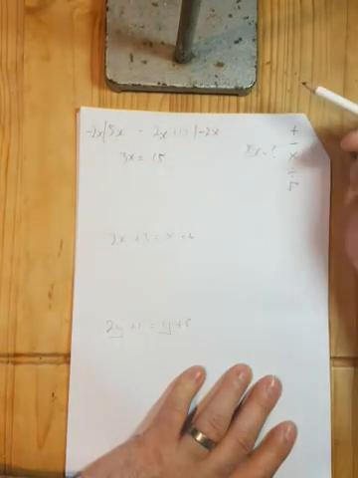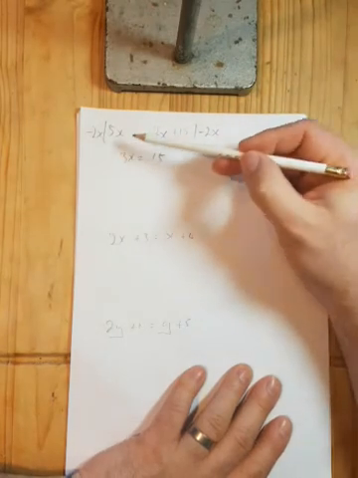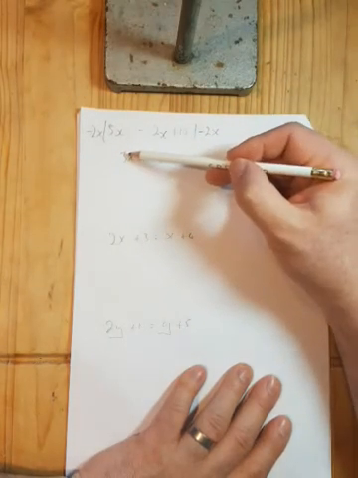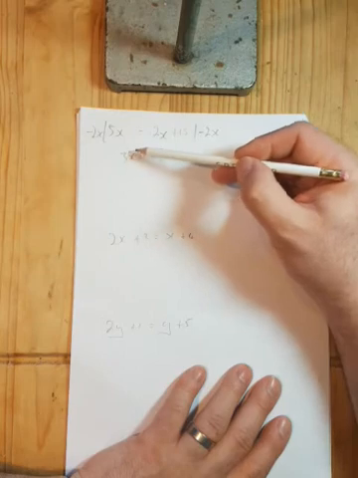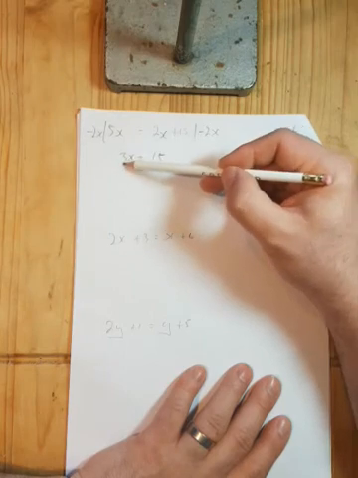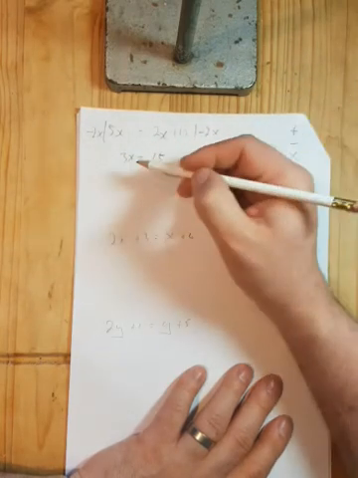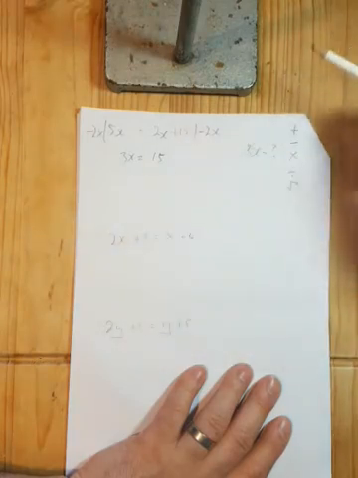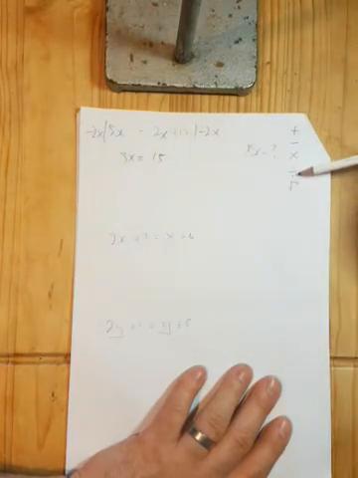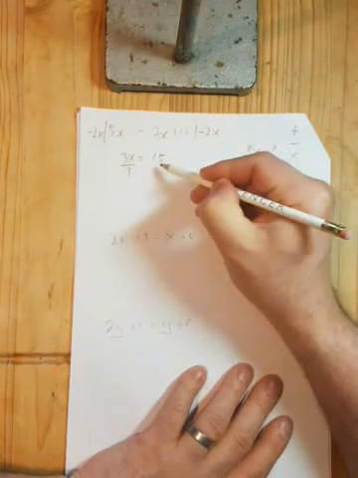So I need to get rid of this 3. It's not plus, it's not subtract. There's no plus or minus sign between this letter and this number. So that means this is a multiplier. This is 3 times x. So do the opposite operation. What is the opposite of multiply? Divide. Divide the left-hand side by 3.